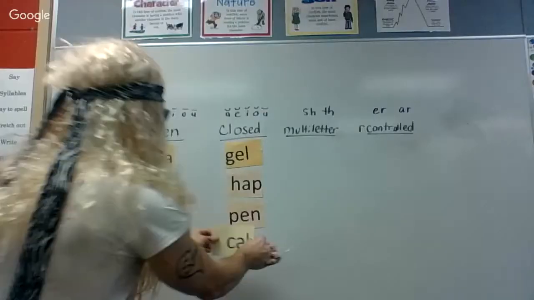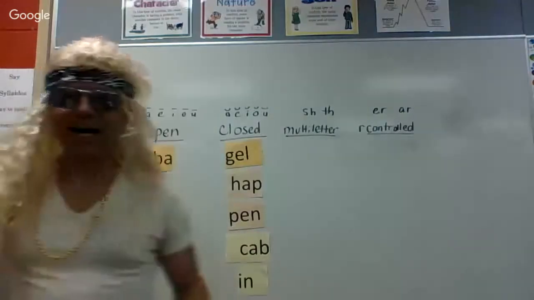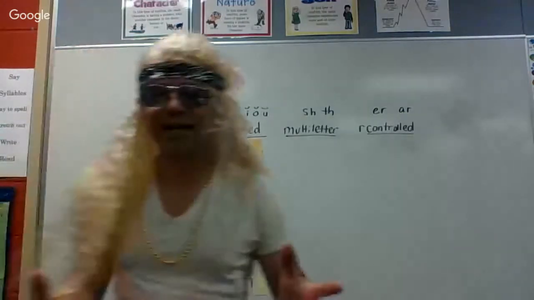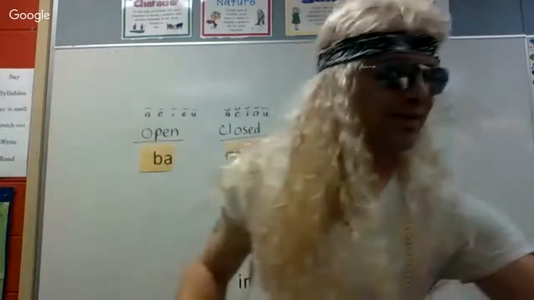And guess what? Both of these are also closed syllables because the A and the I are not saying their name. They're saying their short sound. Cab and in.